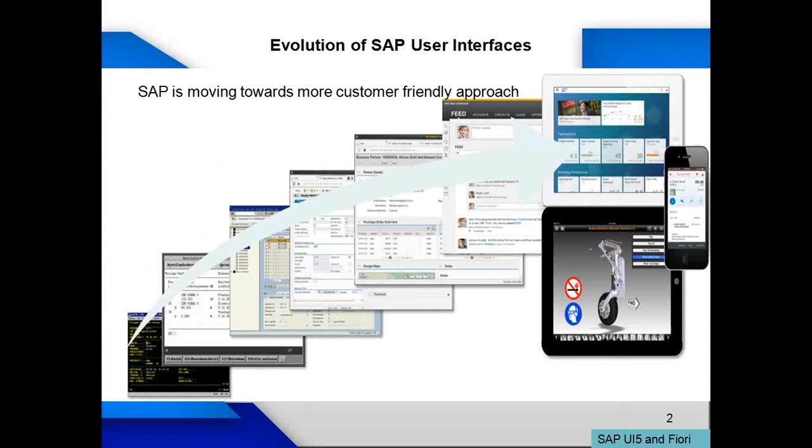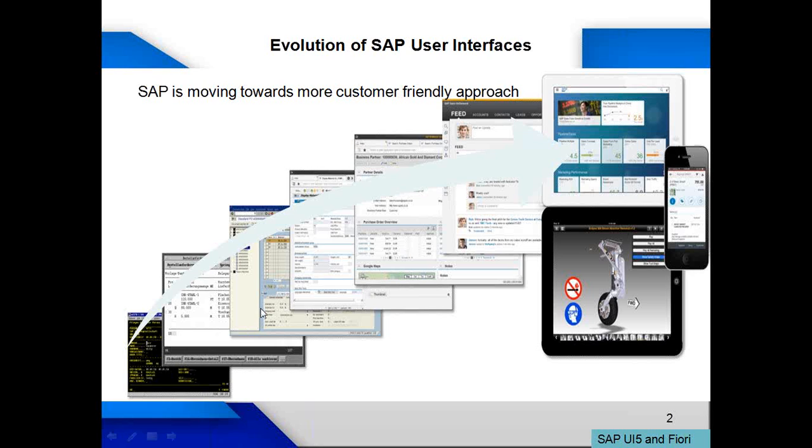Before going to SAP UI5, let's briefly go through how SAP user interfaces have evolved. SAP started its business in 1973. At that point of time, there was no user interface. They used command prompts for the inputs, and then the data would be displayed on the command prompt. They didn't have any buttons, controls or screens. Later on, they slowly added the buttons.